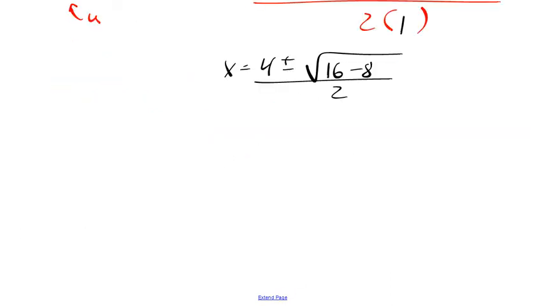All right, let's continue on here. So it's 4 plus or minus the square root of 16 minus 8 gives us 9, all over 2. Oh, okay. A little bit different than what I got from my last problem, though. All right, and then this is now going to become, let me see here.